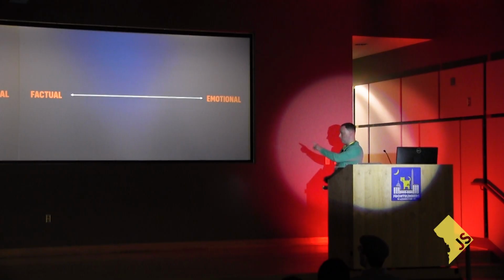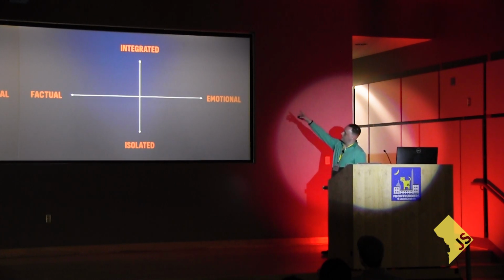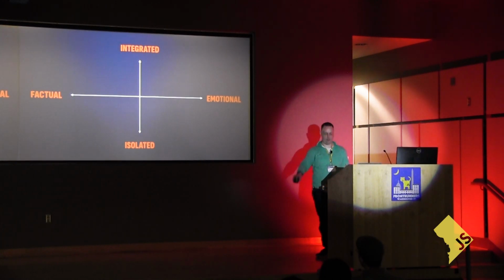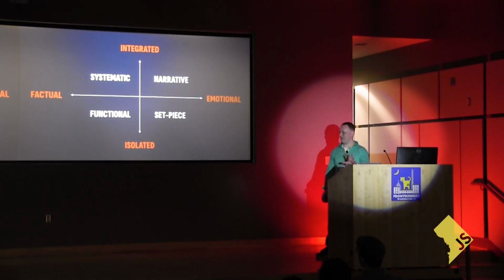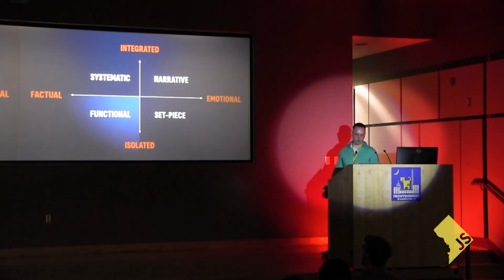So back to our measures, we have our emotional measure, and now we're adding a systems measure. We can tell whether something's integrated or isolated. And I bet you can see where this is going. We have quadrants, which means we can name things. And that's great. So I'm going to be going through all of these. If you're trying to write down, don't worry. We'll go through them one at a time.